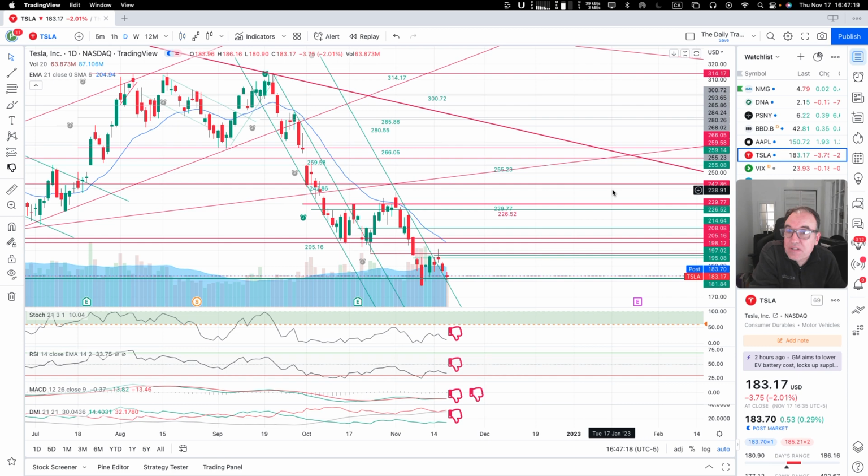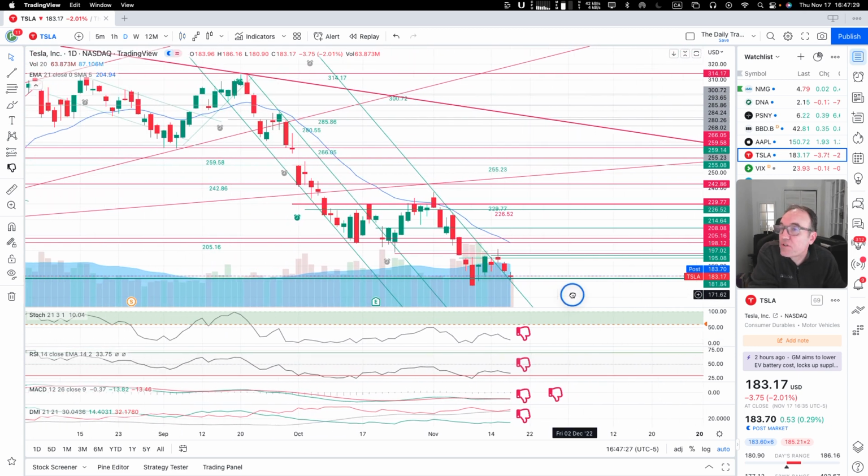So Tesla is down $3.75. That's 2.01%, closed at 183.17. Post market, we are up by 53 cents. So let's look at what we have here on the chart.